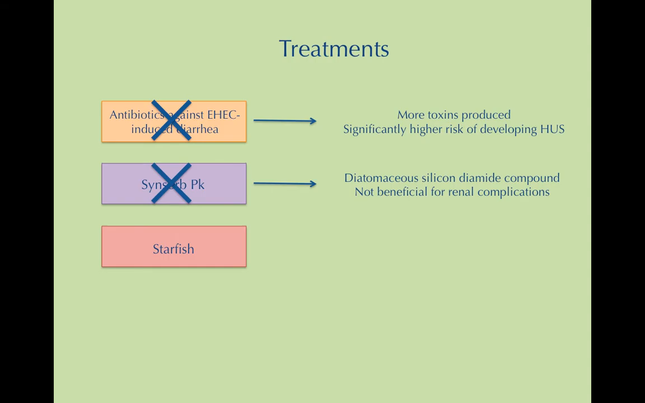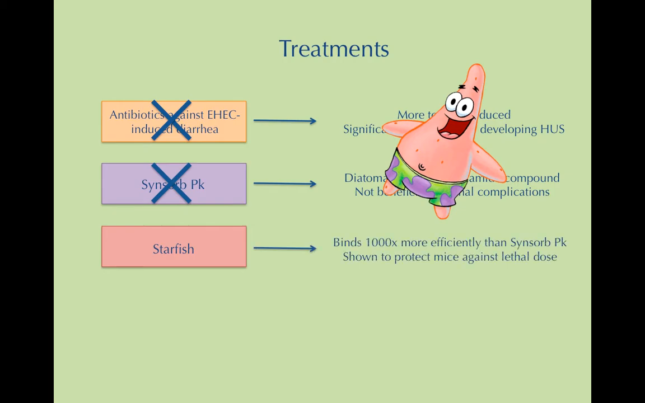Starfish was the next new and improved Synsorb PK, which bound 1,000 times better to the toxin. In testing, it was shown to protect mice against a lethal dose of Verotoxin, however, the window of time it had to be administered was too specific. Sorry, Patrick.